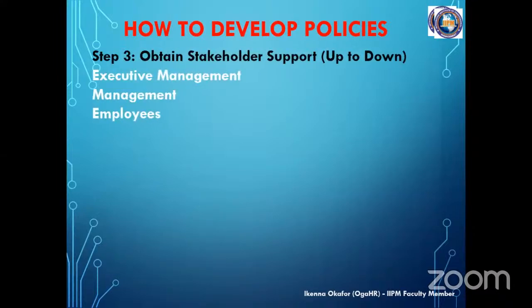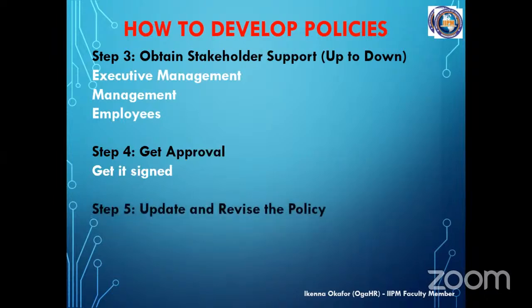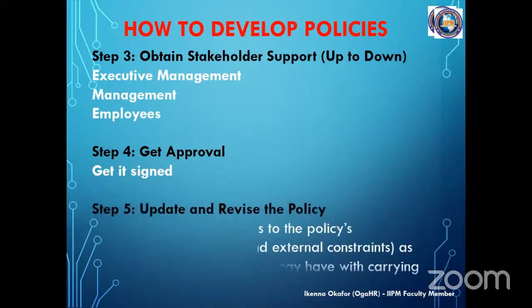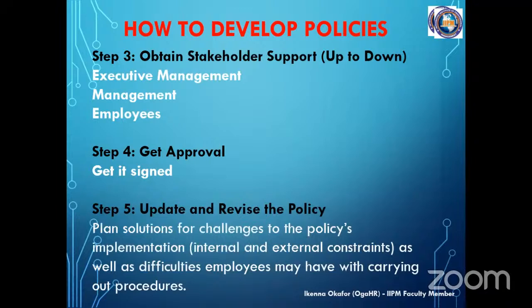Then the next one, we talk about obtaining stakeholders' support from top to bottom, from the topmost executive management to the least person. You need every support you can get, because otherwise, if you feel that those below are not important, they are going to sabotage your influence. Get approval after all that. Update and revise the policy as time goes on.